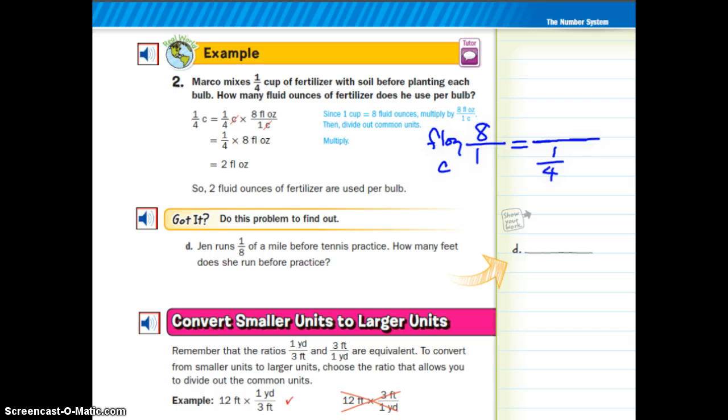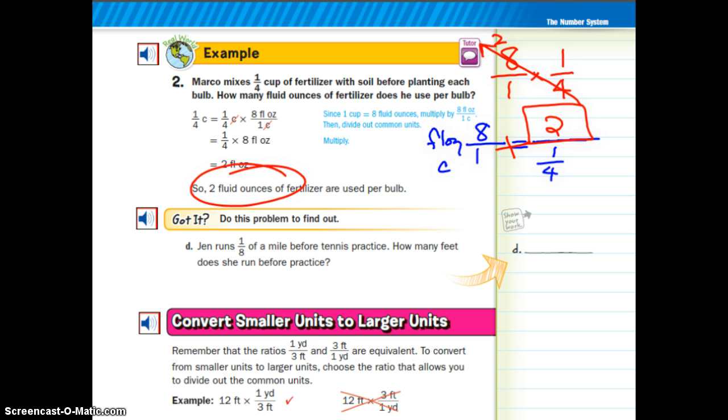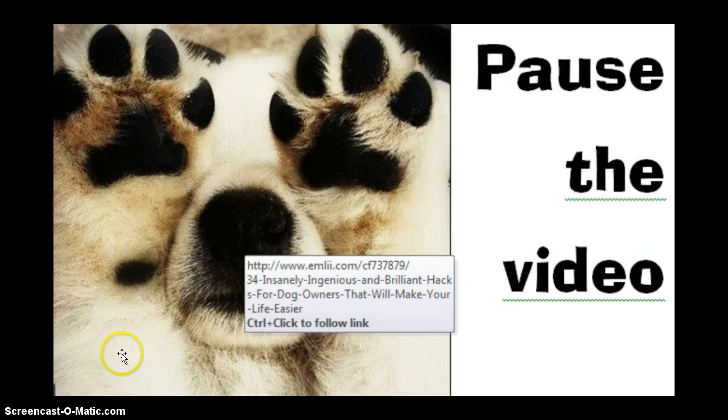And again, I'm going to cross multiply 8/1 times 1/4. 4 goes into 8 2 times. So my answer is 2. 2 what? 2 fluid ounces. Pause the video.